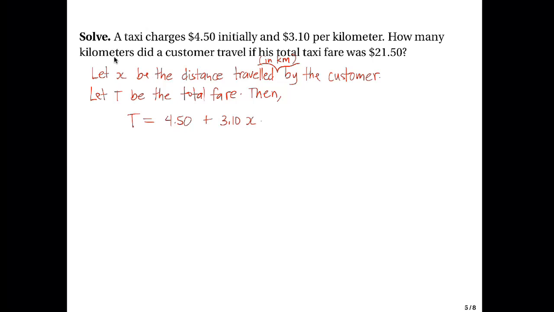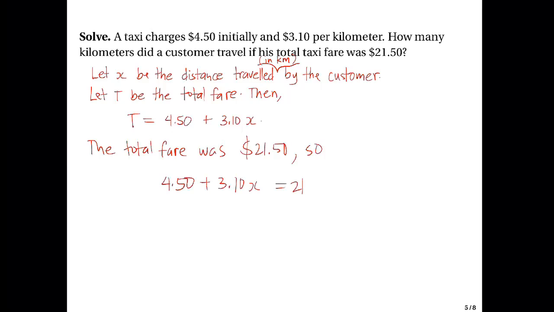Anyway, let us continue. Now, the total fare was 21.50. So we put that in the equation. On the left-hand side I will put this 4.50 plus 3.10x, and on the other side we have 21.50.